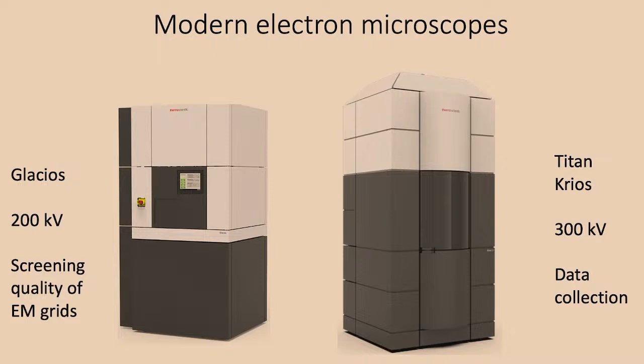Okay, so modern EM is driven by these giant boxes. So on the left is a 200 kV microscope, or Glacios, that we mostly use for screening the quality of our grids. Right now it probably doesn't mean anything, but soon hopefully it'll mean something. And you can also get pretty good quality structures from that, actually. And then on the right is a 300 kV microscope that we use for collecting good quality data to really solve structures at good resolution.